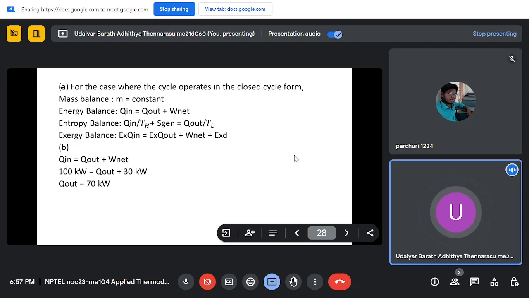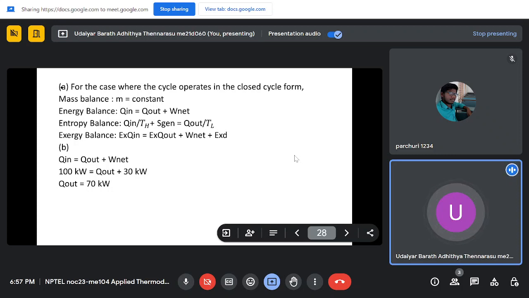Okay. So first case is we have been asked to find out the mass balance, energy balance, entropy balance, exergy balance. So that's what is listed here. As we don't know anything about the components of the cycle, this is for the whole cycle. So assuming it's a closed cycle, the mass will be constant throughout in a total system.